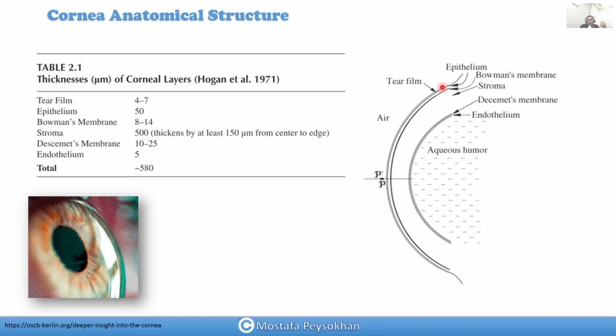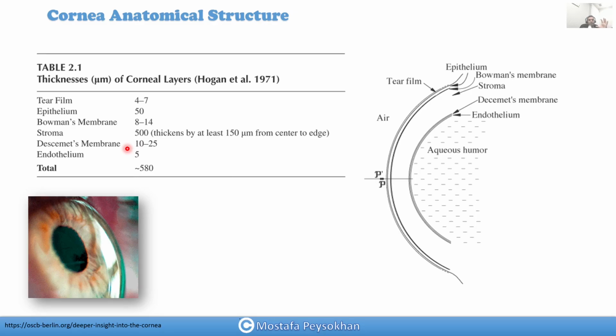We have the epithelium, the next surface, and the rest of the surfaces are important, but the most important one is the stroma, which includes 90% of our eye. And then after the last surface, we have the aqueous humor, which I'm going to explain maybe in the next video. The thickness of the tear film is 4 to 7, epithelium is 50, stroma is 500 microns. So as I said, that's a huge part of our eye, our cornea. And the total thickness is estimated at 580.